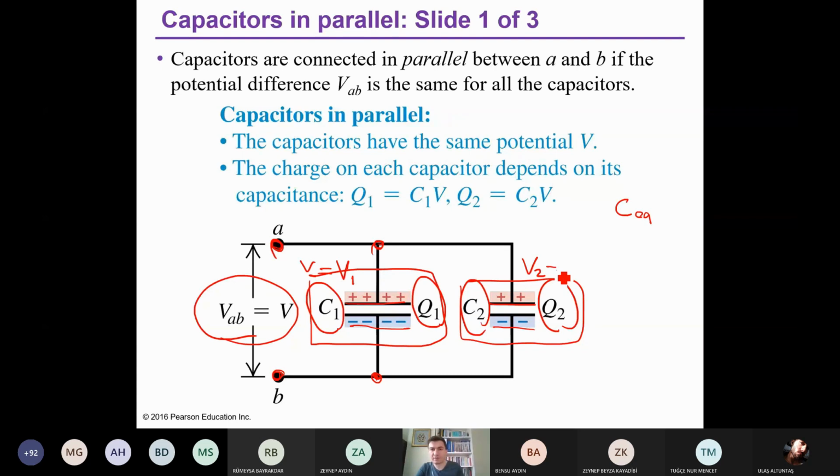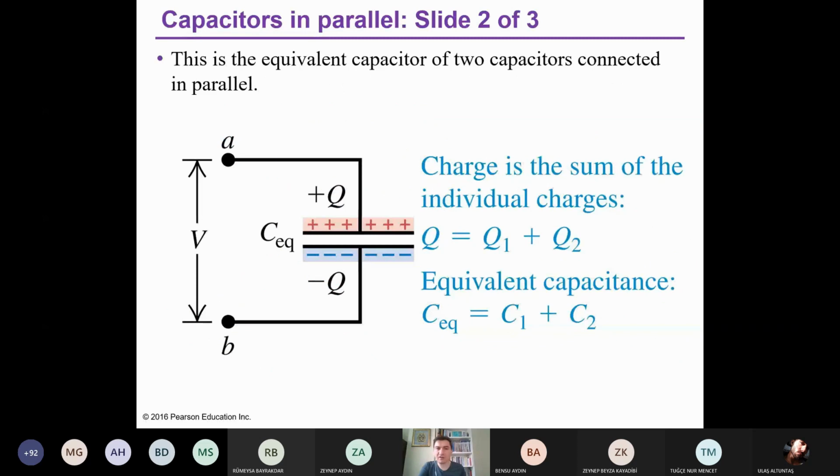Then remember the formula. C1 can be written in this form, Q1 over V. C2 can be written as Q2 over V. Then if you solve for Q1 and Q2, you can get these expressions in terms of capacitance and potential. Then the total charge is the sum of the individual charges. Here we have two charges on the capacitors, and the total charge is given by Q1 plus Q2, and the equivalent capacitance for parallel-connected capacitors is given by this expression, C1 plus C2.